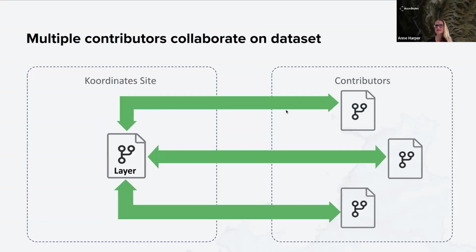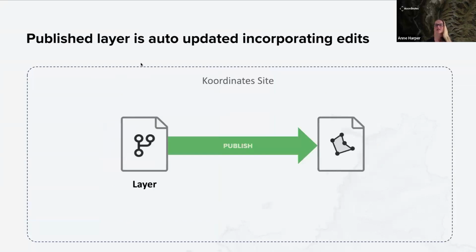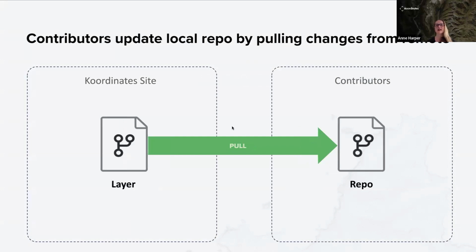You can do this with many contributors, all into the Coordinates site, and this is the real power of it: you don't need to have visibility of all these other people, and they can load into one layer. Then the published layer is auto-updating, incorporating these edits, and that's overseen by your administrator seat, who will then publish the layer out, just like I showed you on that first slide. And again, the process repeats. Contributors can all pull changes down into their local repo. I'm going to stop sharing there so Eli can take you on the demo and show you what that looks like in practice.